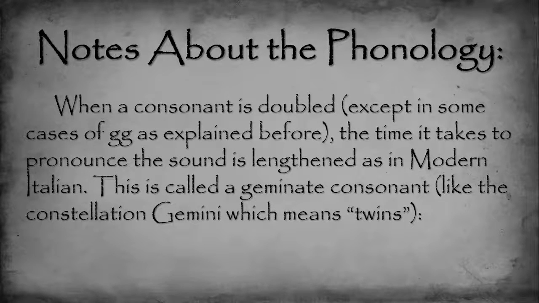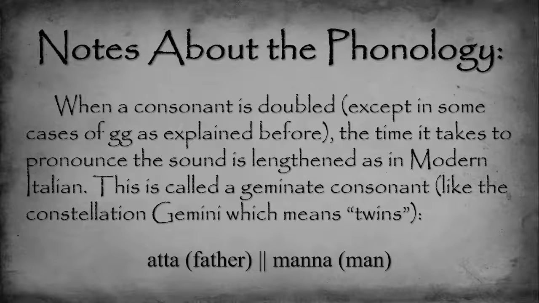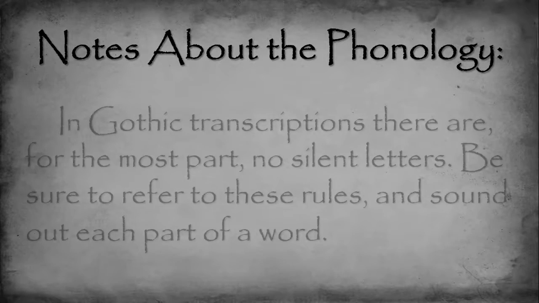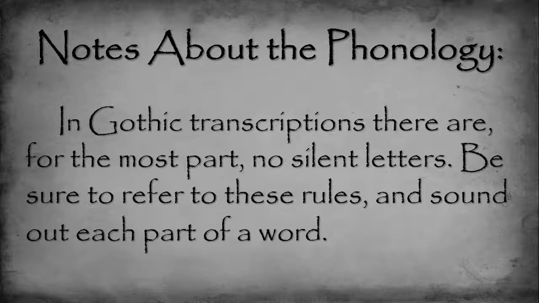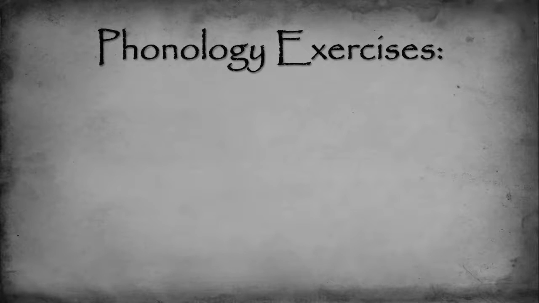When a consonant is doubled, except in some cases of GG as explained before, the time it takes to pronounce the sound is lengthened, as in modern Italian. This is called a geminate consonant, like the constellation Gemini, which means twins. So we have atta, meaning father, and manna, meaning man. In Gothic transcriptions, there are, for the most part, no silent letters. Be sure to refer to these rules and sound out each part of a word.